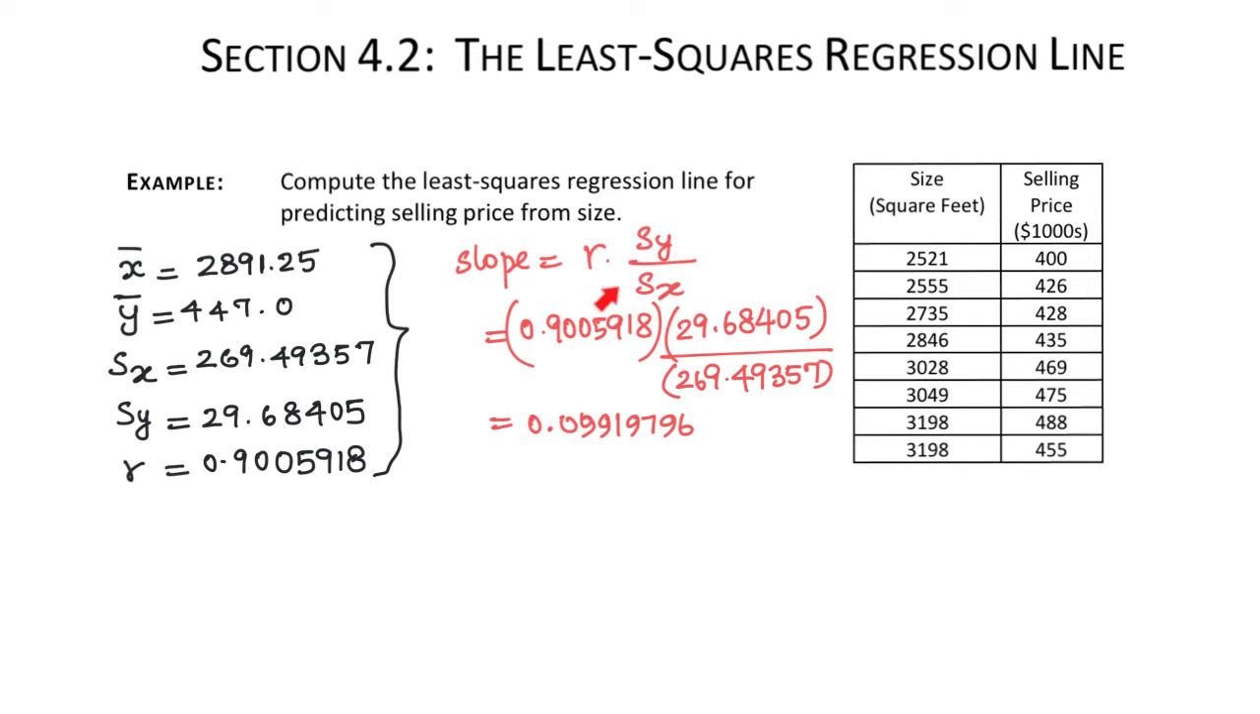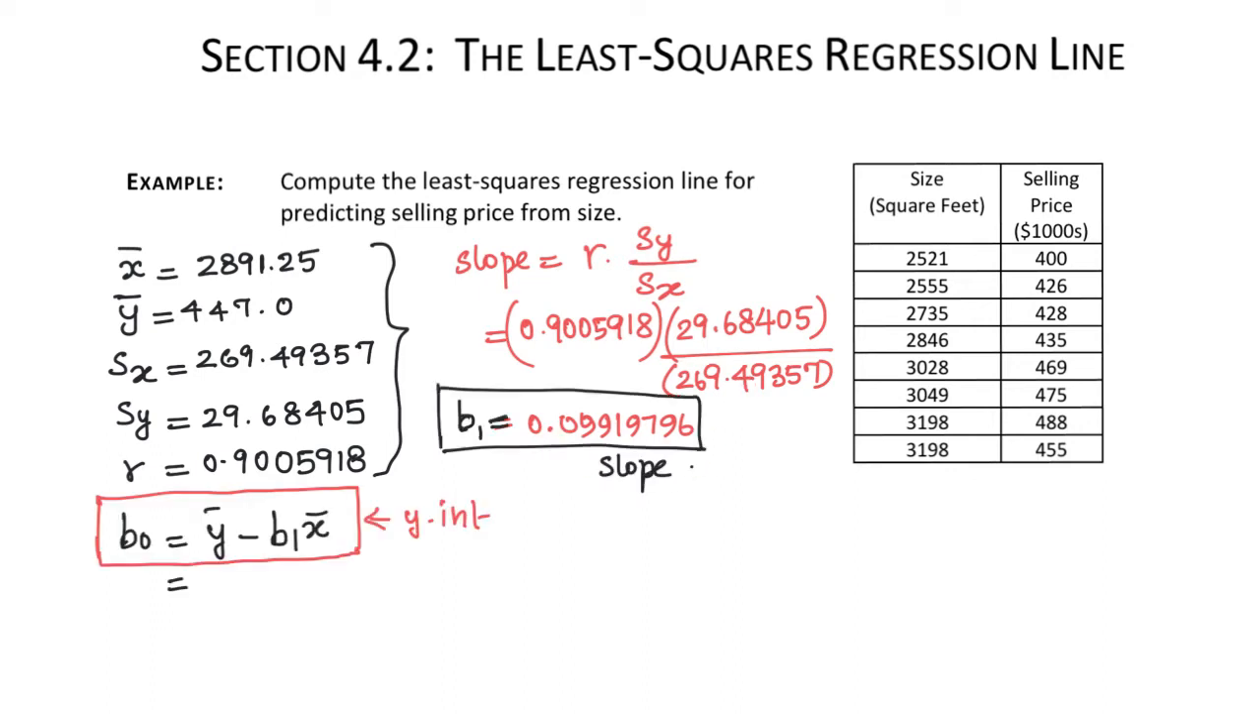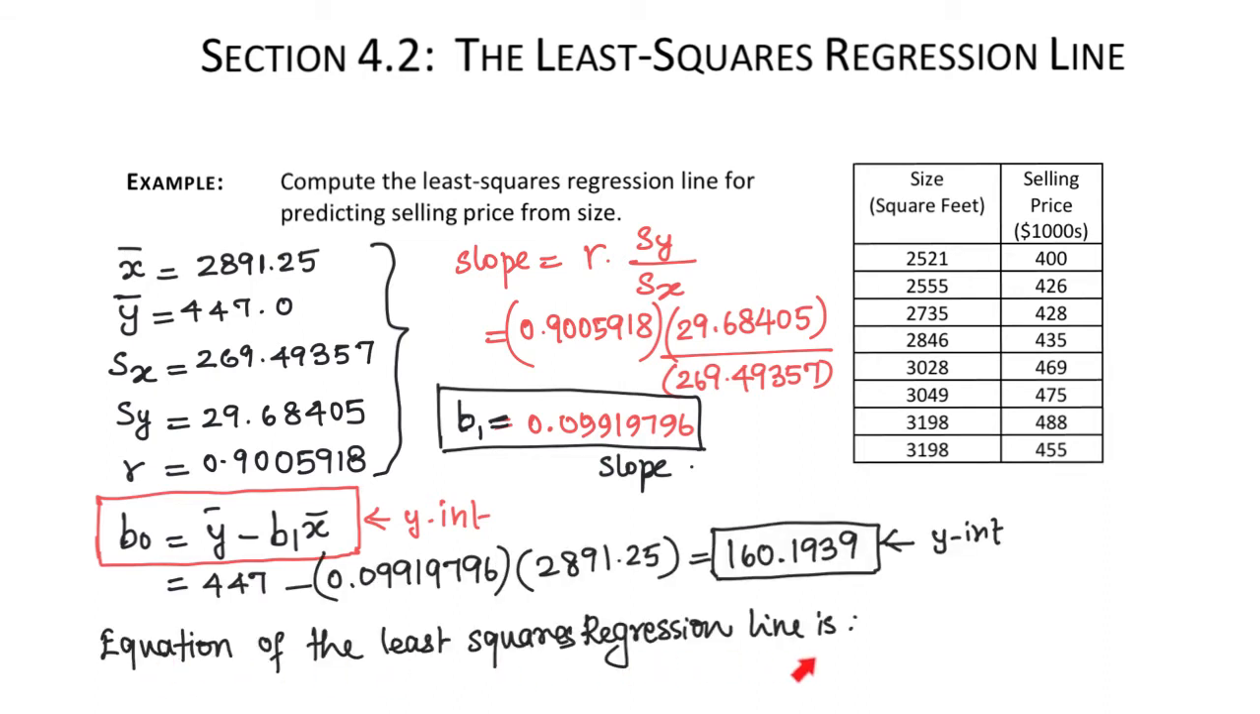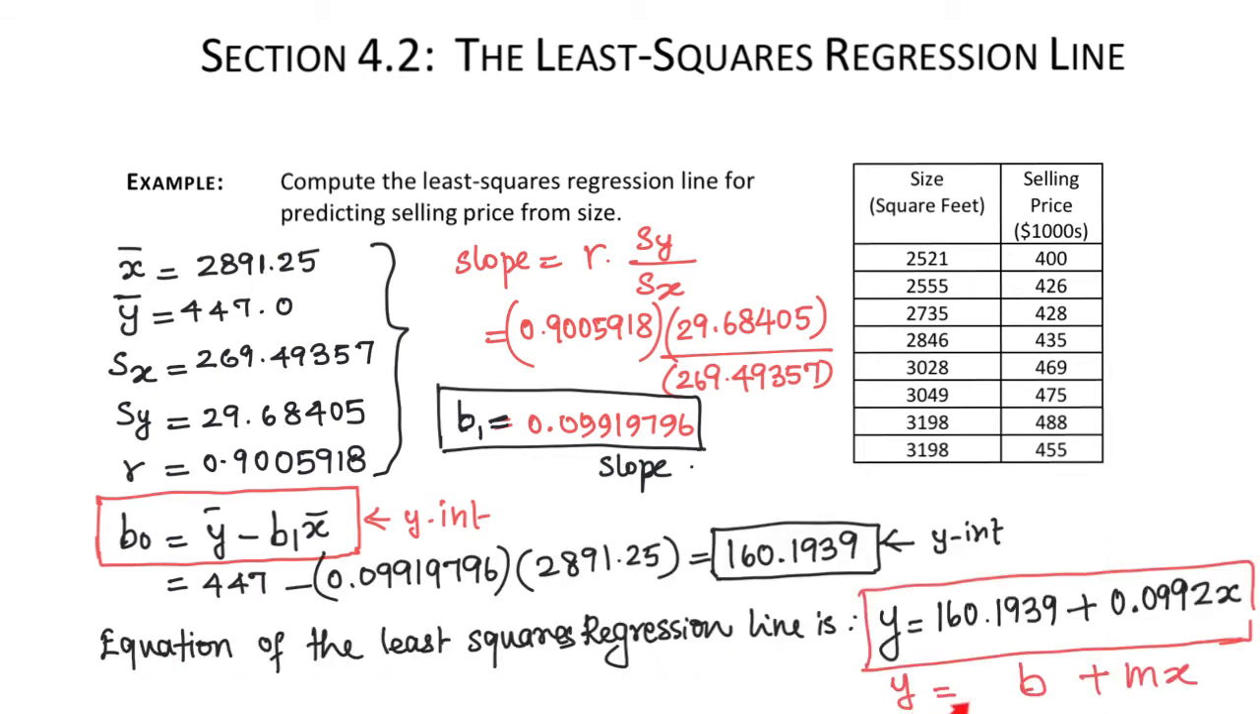This is the formula for the slope. Then substitute the value for r and the standard deviation of each one to calculate the slope. In order to find the y-intercept, replace y bar with this value and x bar with this value, and this is the slope. Then calculate that to get the y-intercept. The equation of the least squares regression line, in y equals b plus mx form, where m is the slope and b is the y-intercept.